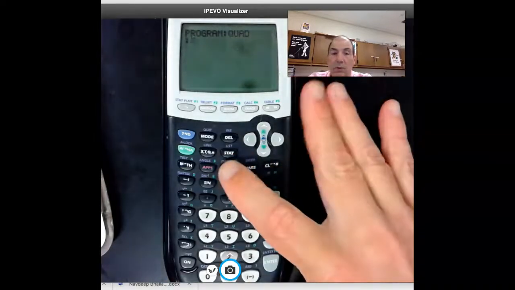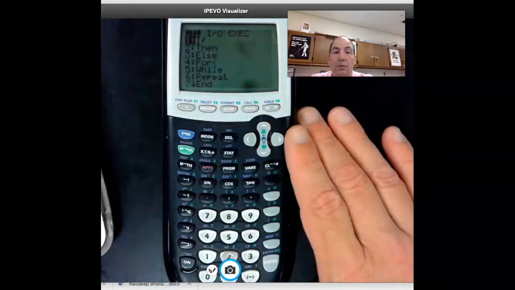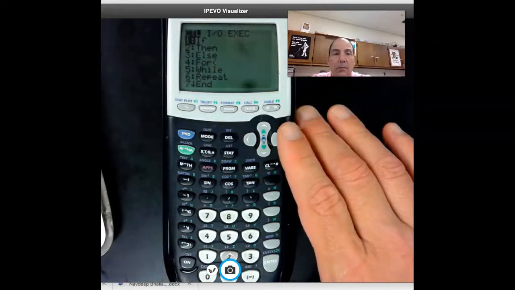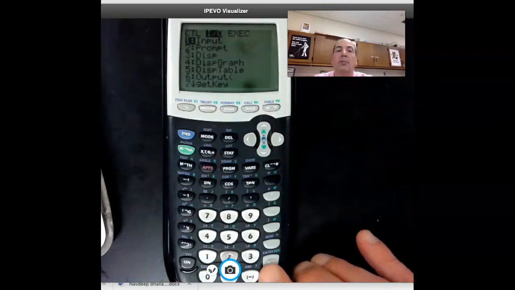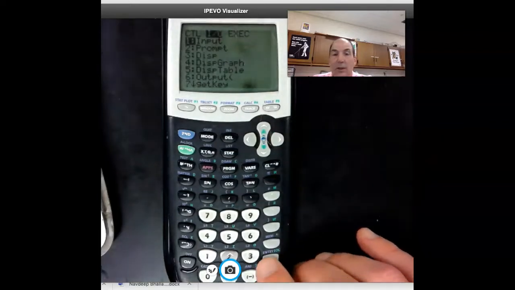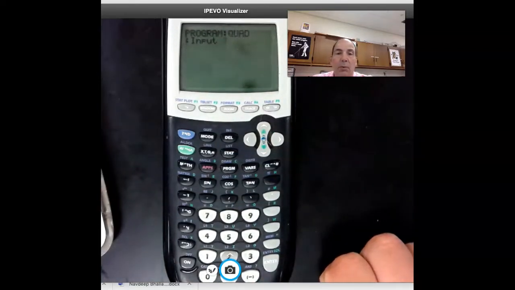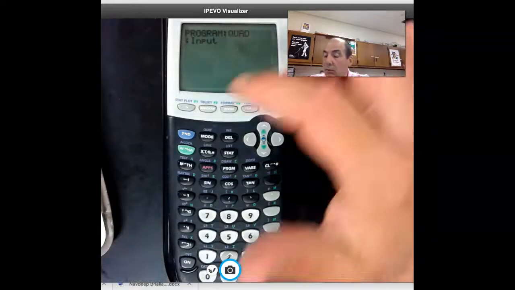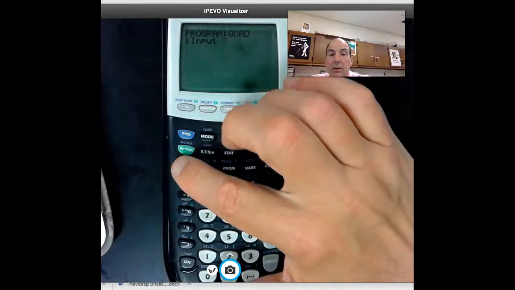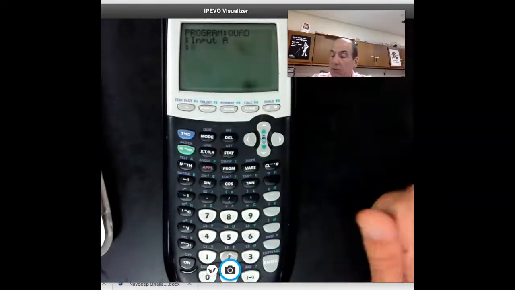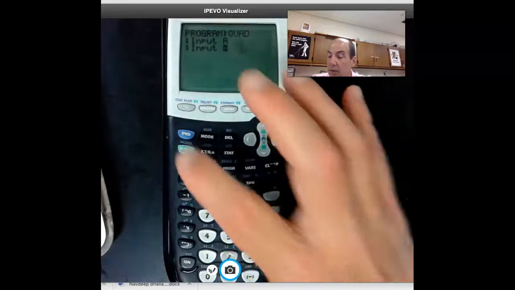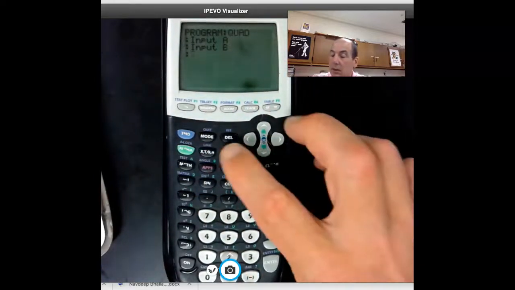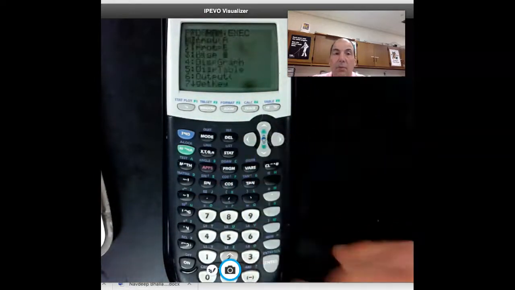So first thing we're going to do is go back to that programming thing, and notice now we have a different menu because we're inside of the programming. So we need some I/O, we need some input and then later output. So the first thing says input, we're going to hit enter. And what do we want to input? Well, we want to take in A, B, and C, right? That's the three parts of the quadratic formula. So we're going to go alpha A. And then we're going to repeat that. So program IO input alpha B. And then program IO input.